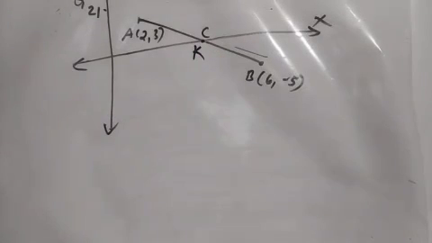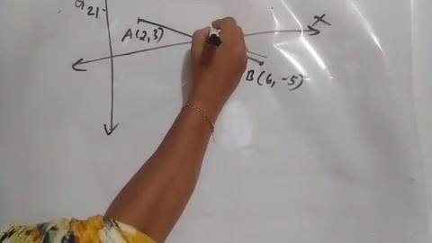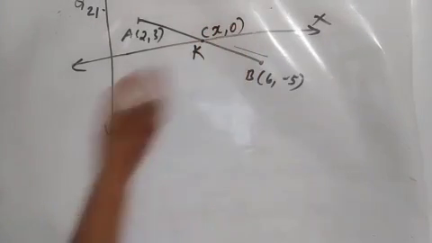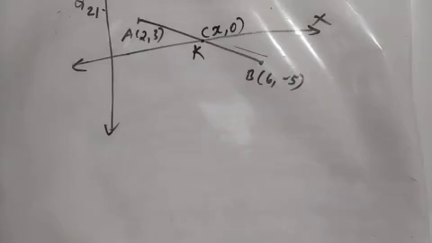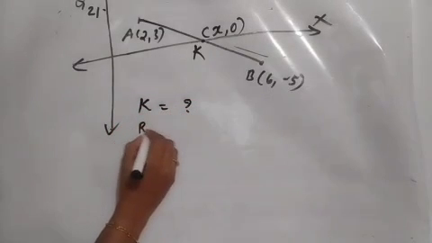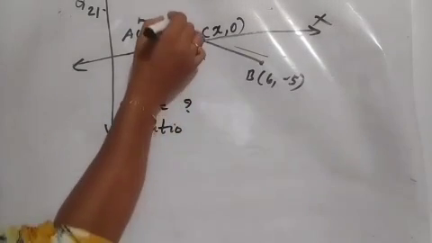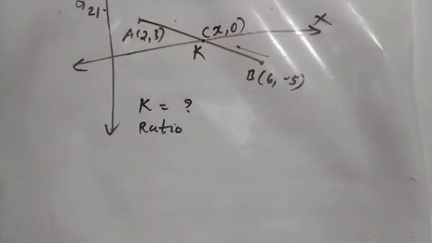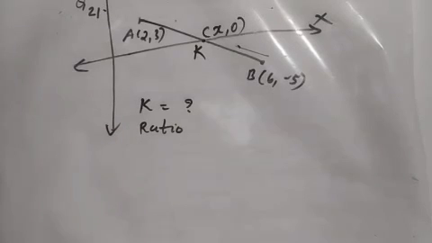Can you say the general coordinate of any point on the x-axis? Do you remember that you learned this in class 9? Yes, it is (x, 0). And you need to find the point K. Write down the coordinates of point K and also find the ratio in which K divides the segment. We have to calculate the point K and the ratio m1 is to m2. Also find the coordinates of the point K.